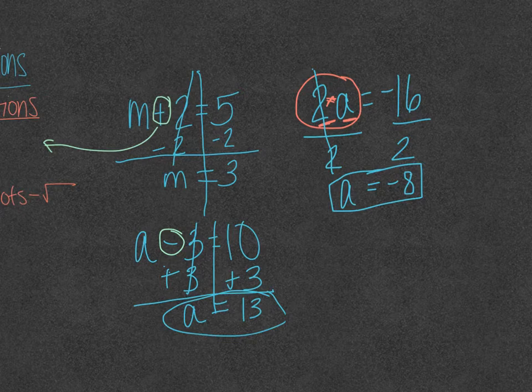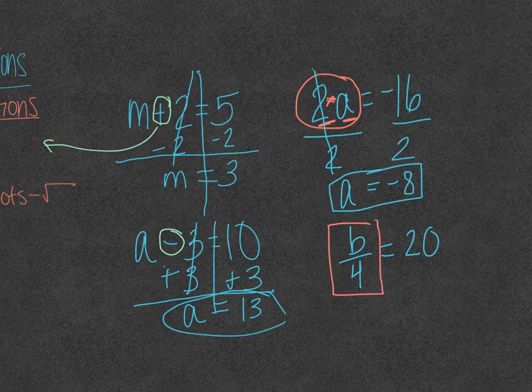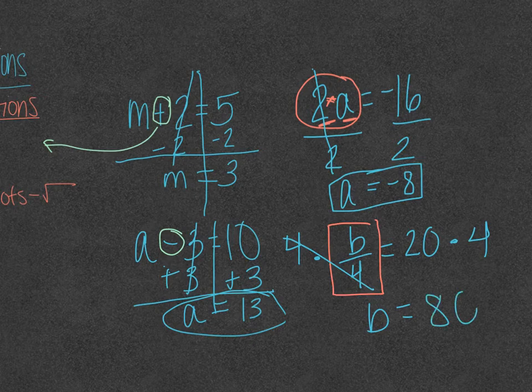Let's do b over 4 equals 20. So right here, we are dividing. So the inverse of dividing would be to multiply. So we are going to multiply both sides by 4. 4 divided by 4 is 1, so that leaves just b. And 20 times 4 is 80.